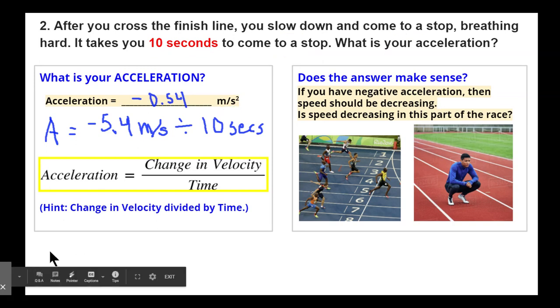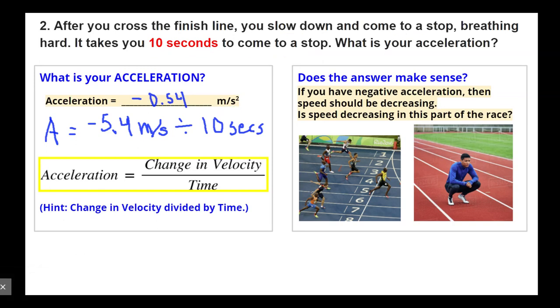We used 2 steps to calculate acceleration.